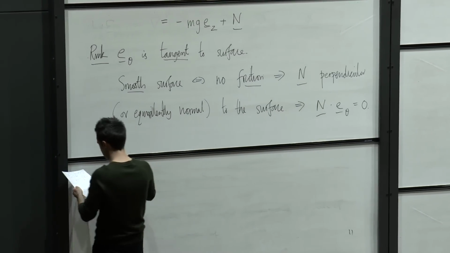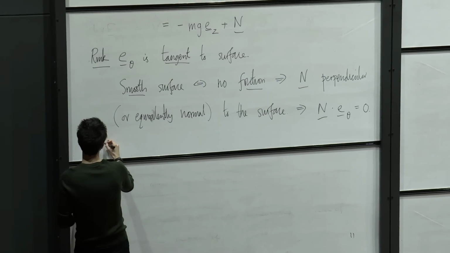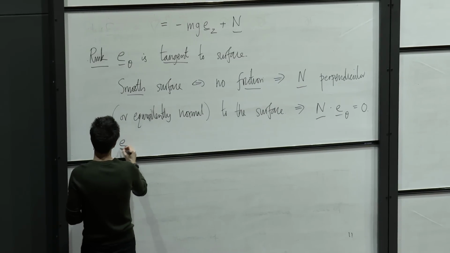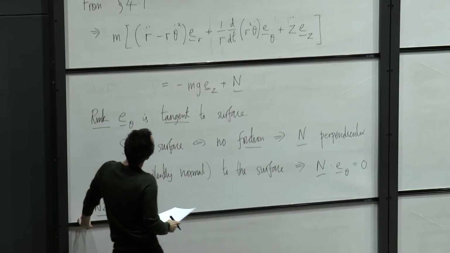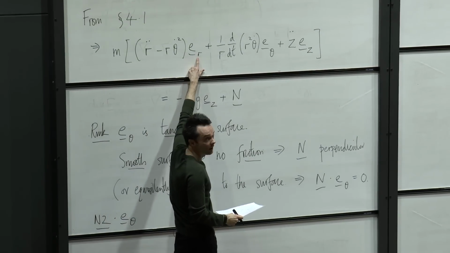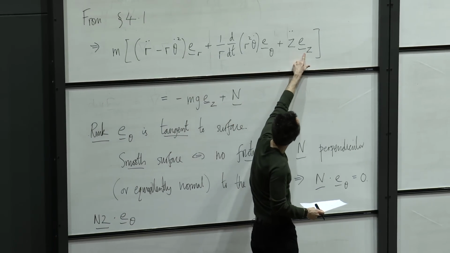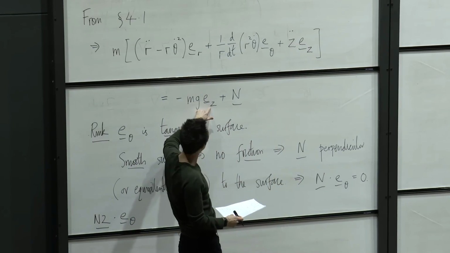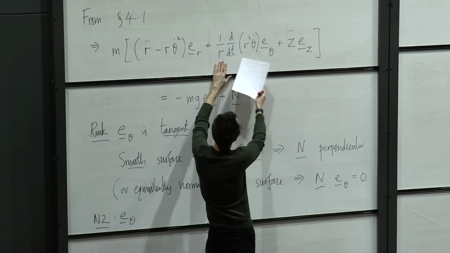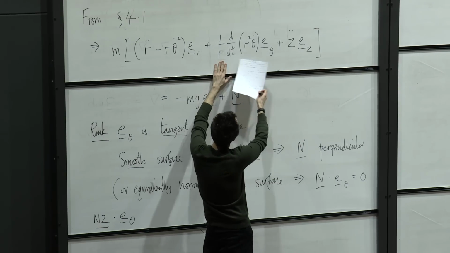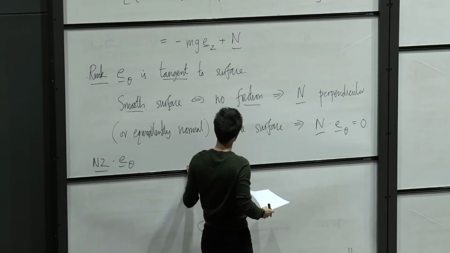Okay, so that's the key point. If I now take Newton's second law above and I dot it with e theta, well, e theta is orthogonal to e_r, and it's orthogonal to e_z, and so also to this term, and it's also orthogonal to N as well. So the only term that survives when you take the dot product is this one, proportional to e theta.